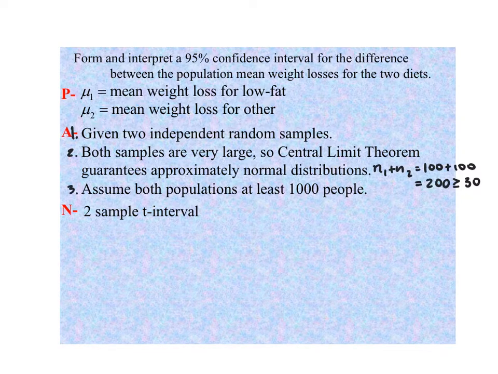Step 3 of the assumptions is to check, is it safe to assume that both populations are at least 1,000 people, right? How did we get 1,000? We did 10 times n, which gives us 1,000, right?